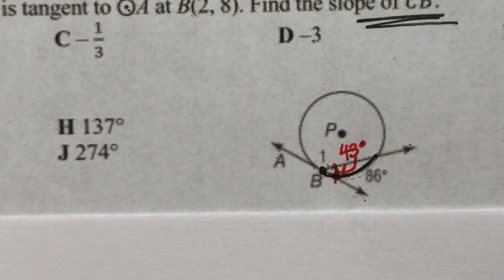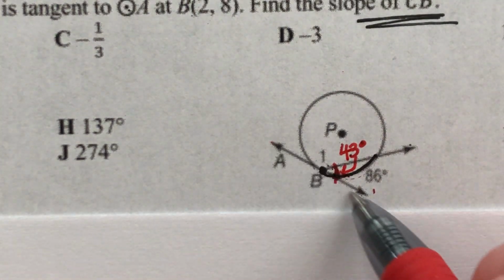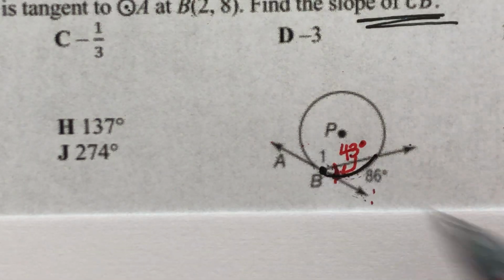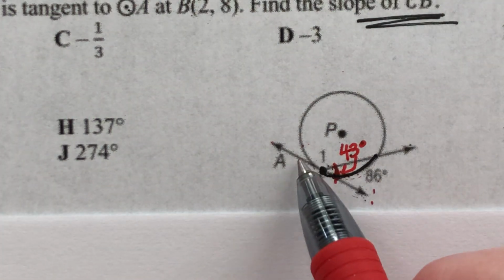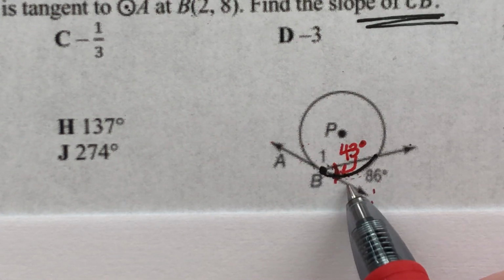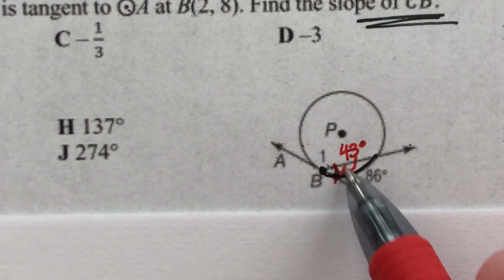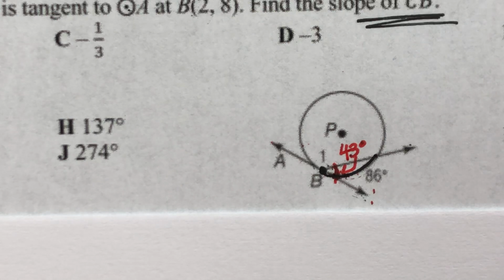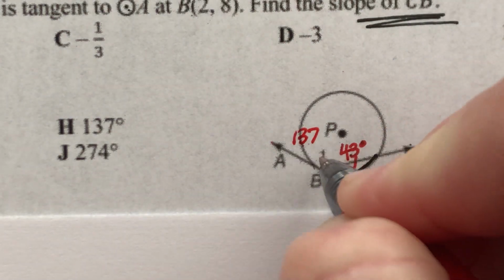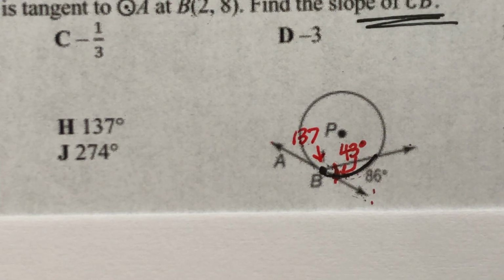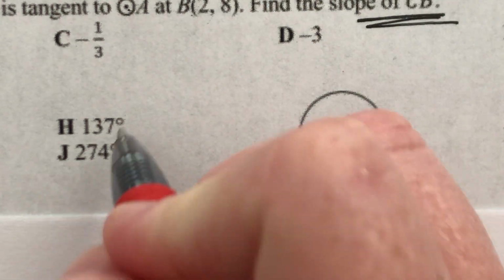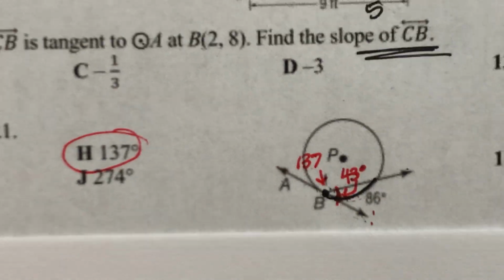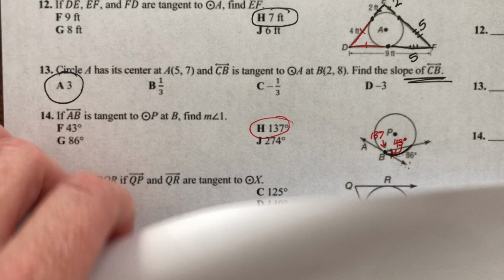I also know that this line is a straight line, so these two angles together make up 180 degrees, right? So 180 degrees, the whole thing, minus just this side 43 is going to give us 137. This angle here is 137. 137 plus 43 adds up to a straight line, 180. So our answer is H for that problem. I hope that made sense. All right, number 15.